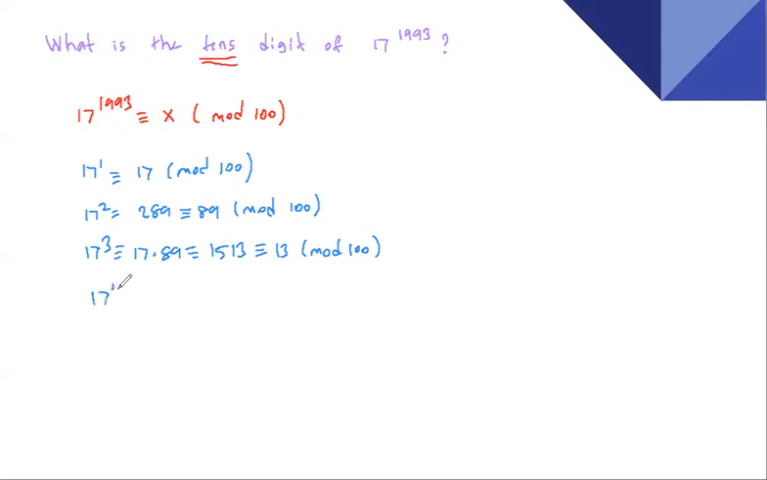So 17 to the 4th power: you multiply 17 to the 3rd by 17 to the 1st to get 17 to the 4th power. You basically multiply 17 by 13. If you do so, you get 221, and if you take mod 100, that would be 21. Okay, so that is actually something useful.